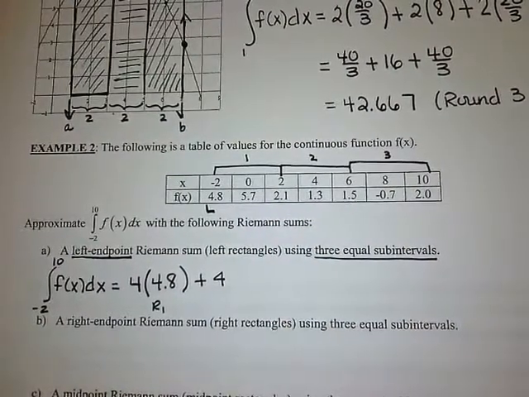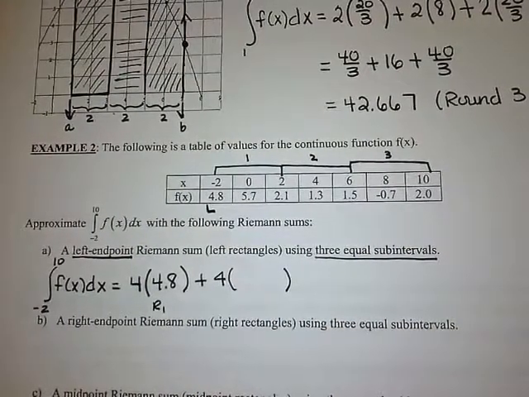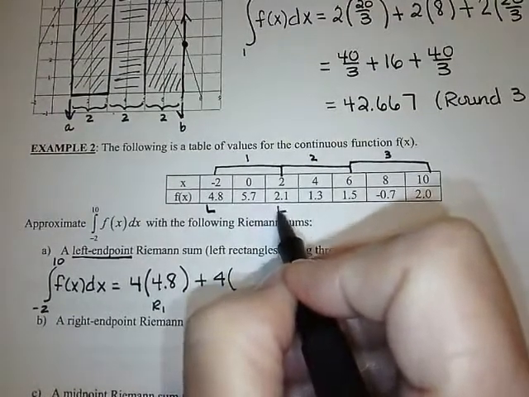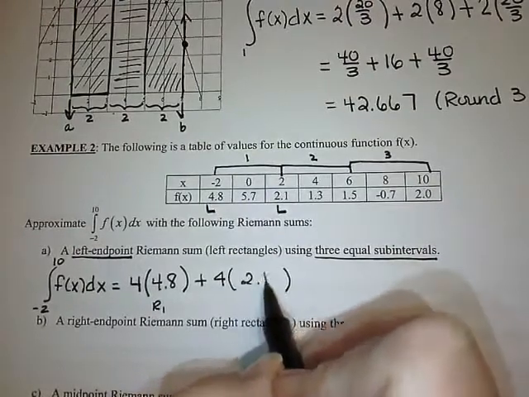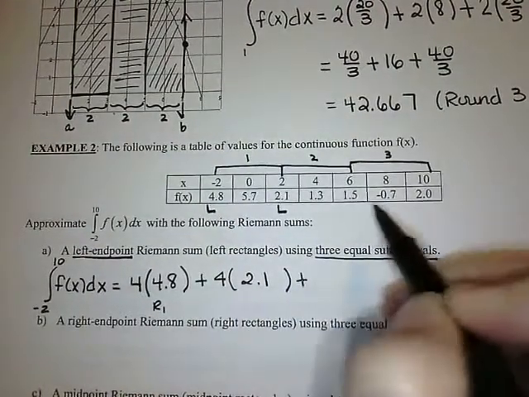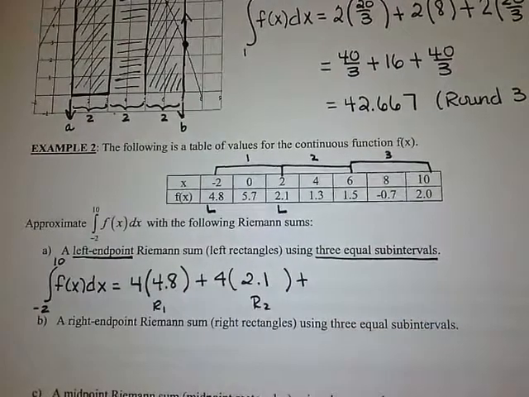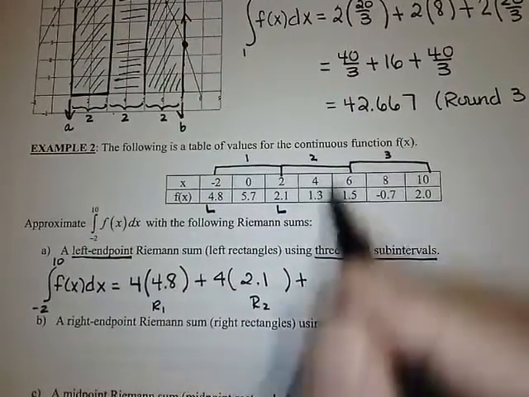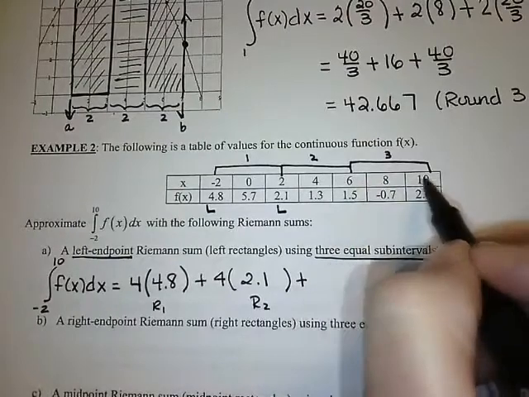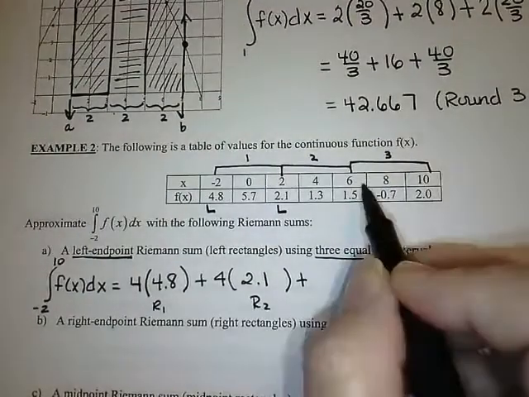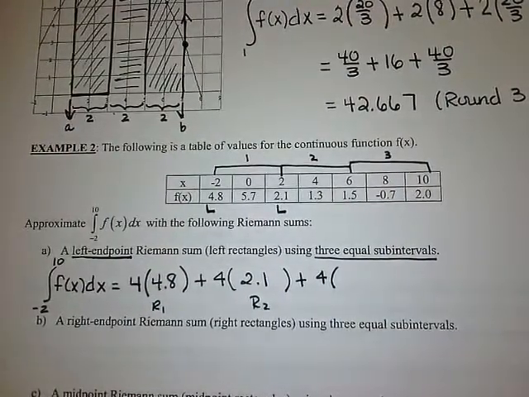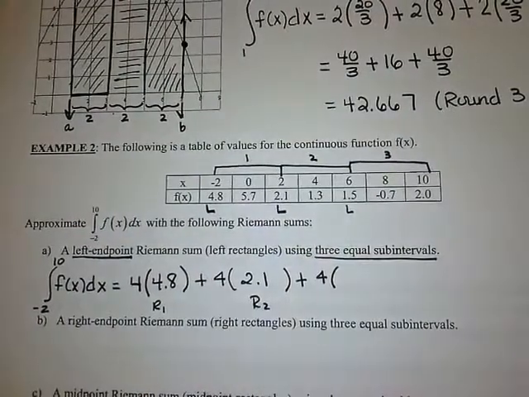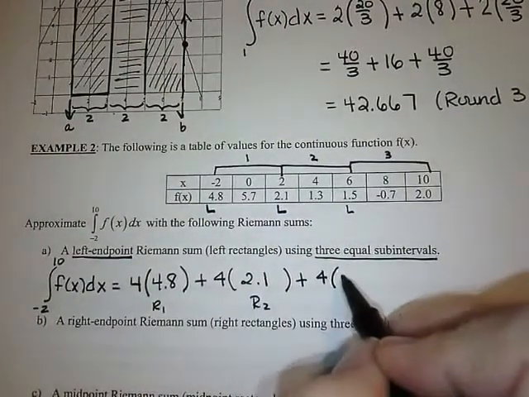And then I have to multiply it by the height, or what f of x is on the left-hand side of that rectangle. So it's going to be right here, right? So the value is going to be 2.1. Then I do it again. Now this was rectangle 2, and I now have rectangle 3. Okay, so rectangle 3 goes from 6 to 10. So it has a distance also of 4. And then it's going to be the f of x value on the left-hand side of the rectangle, which is going to be 1.5.